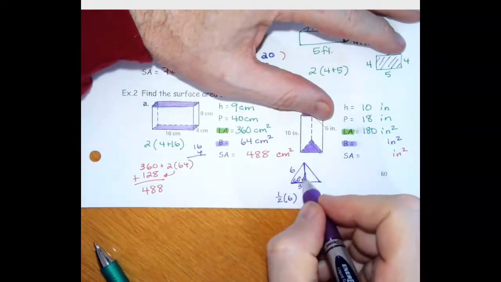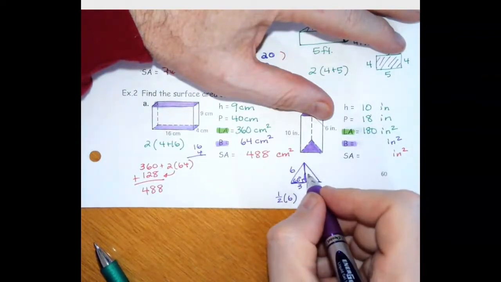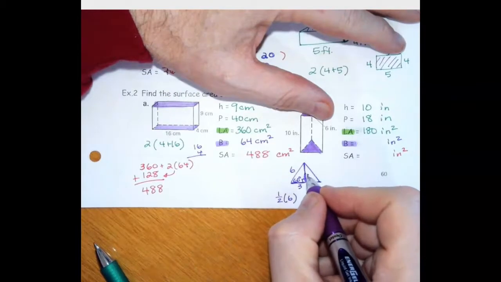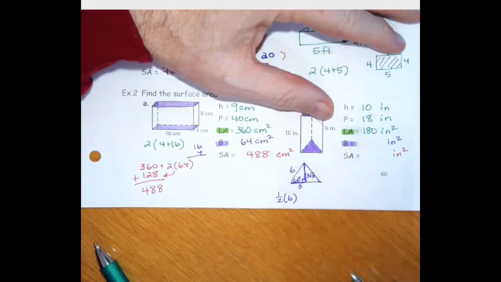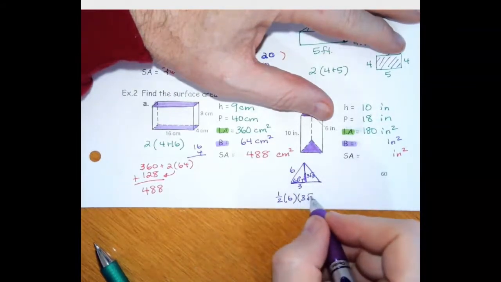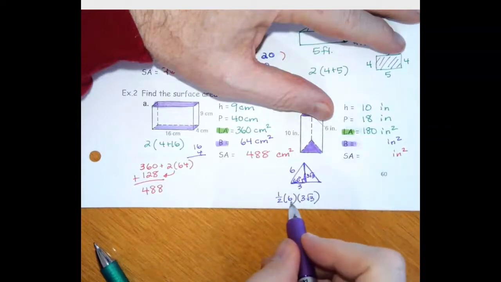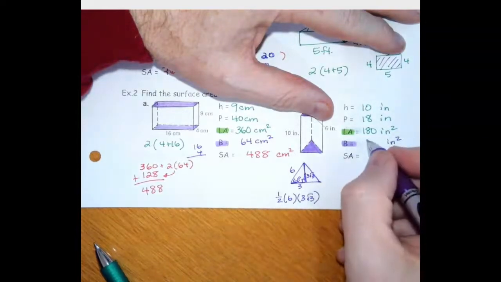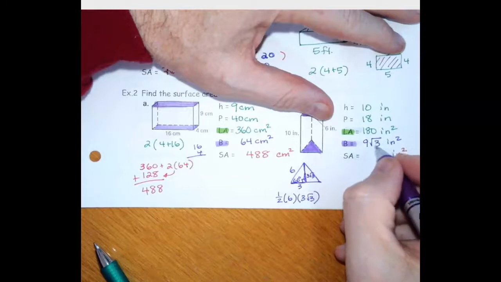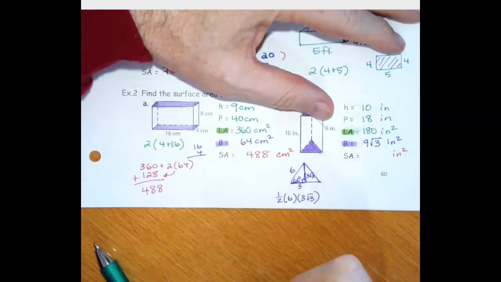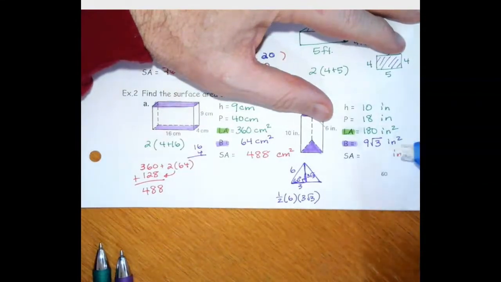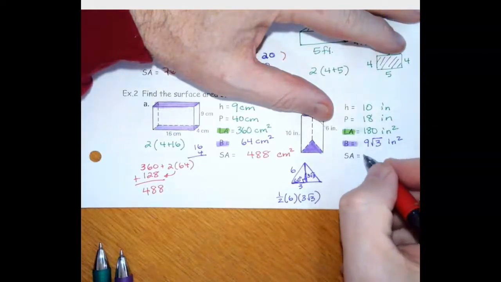So to get from the short leg to the long leg, we multiply by radical 3. So that's 3 root 3. So the height is 3 root 3. So 1/2 of 6 is 3. That's going to be 9 root 3 inches squared for the area of the base. And then our final answer, I might not have given myself enough room there, so that's one of the reasons why we suggest using pencil a lot.